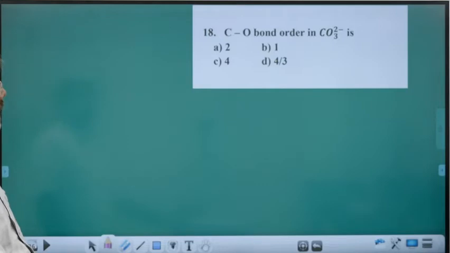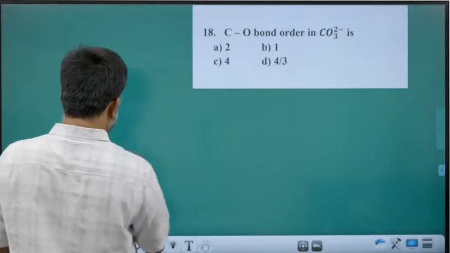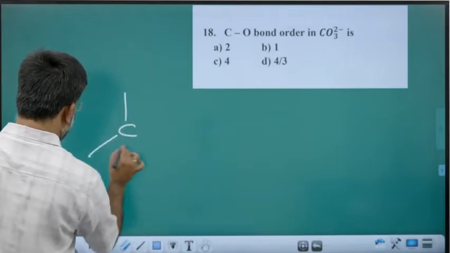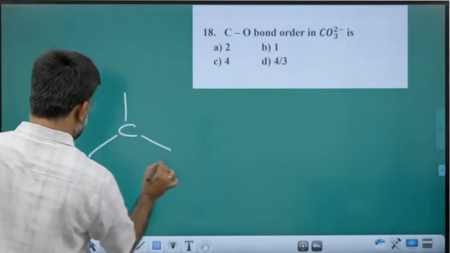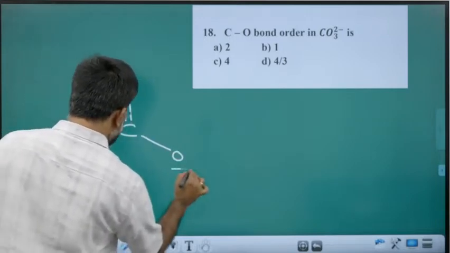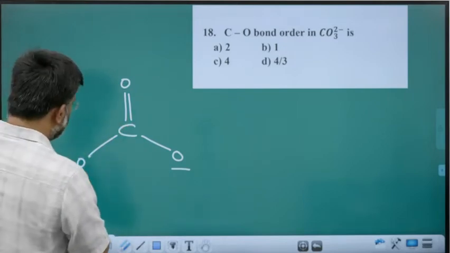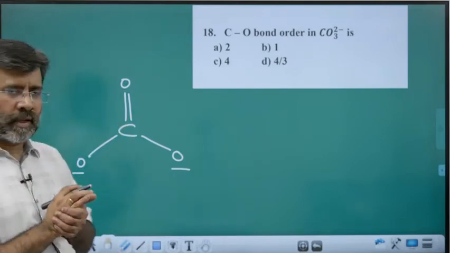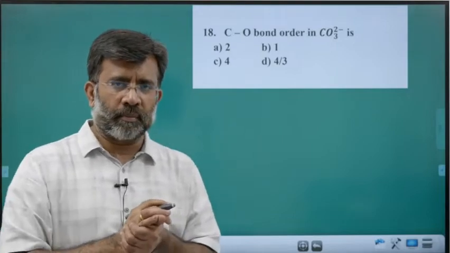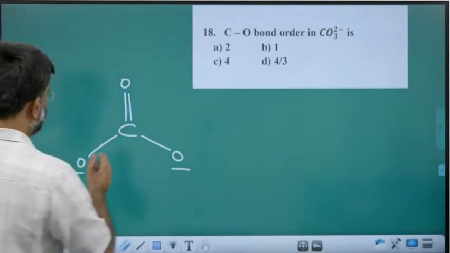C-O bond order in carbonate. This is carbonate. Here there is a double bond. Here there is a single bond. So what is the bond order? Bond order is the average because this is a resonance molecule. In a molecule undergoing resonance, the bond parameters will go for average. So what is the bond order?